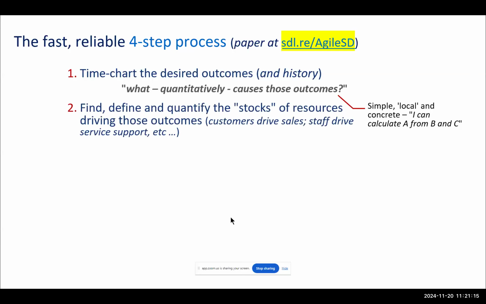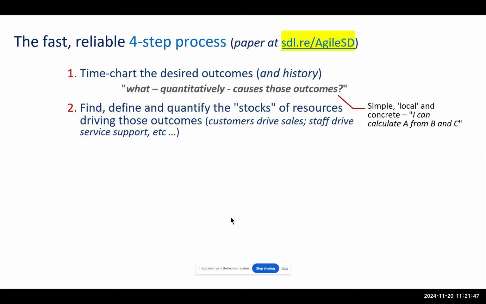Step two is, if you keep asking that question, what causes those outcomes, you bump into really quite quickly one or more things that we call stocks. System dynamics people, please forgive me. Not everybody on this call knows what a stock is, but I will explain what that is. It's a quantity of something that drives the outcomes. Very simple examples: customers drive our sales. Staff drive our service support. Staff also drive our labor costs.